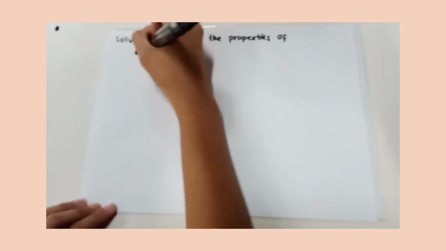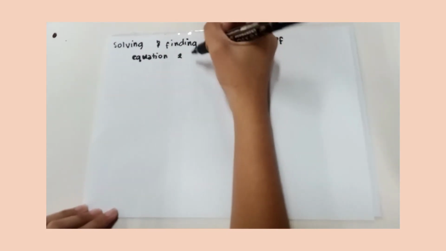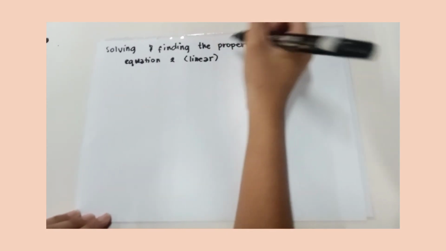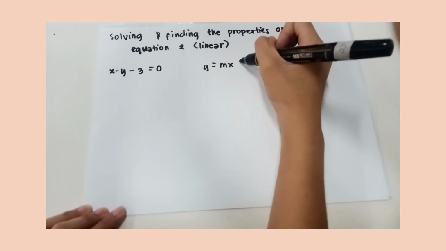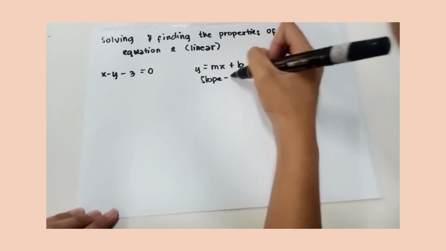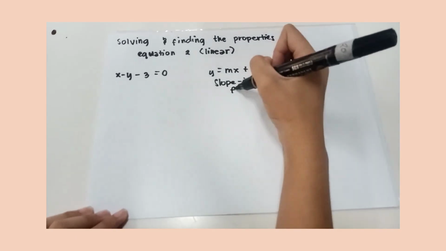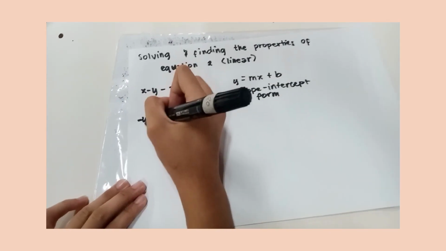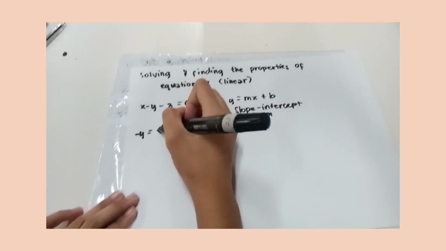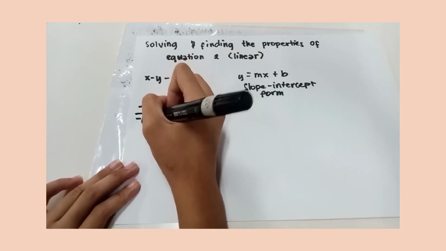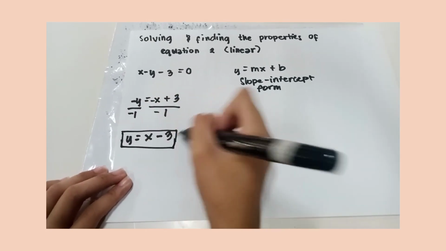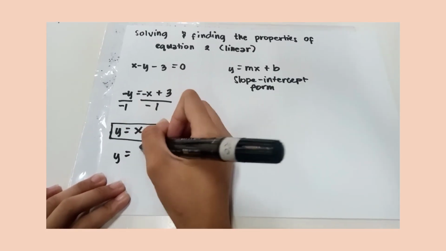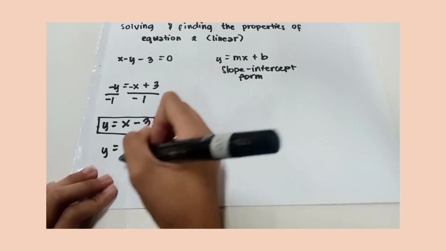Next are the properties of our second equation. For the linear equation, we must rewrite this into the slope-intercept form y equals mx plus b, where m is the slope of the line and b is our y-intercept. x minus y minus 3 equals 0 can be written as negative y equals negative x plus 3. As we transpose the other terms to the left side, we then multiply both sides by negative 1 to change the signs of the terms. And there is our slope-intercept form, y equals x minus 3.